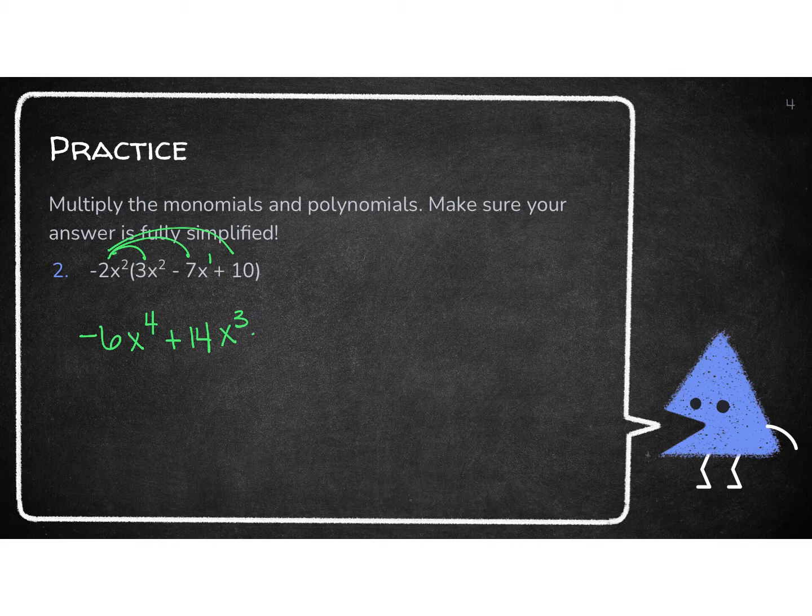Negative 2 times 10 is going to give me negative 20. And then I had that x squared. I have an x to the fourth, an x to the third, and an x squared. None of those are like terms, so I cannot add those together.